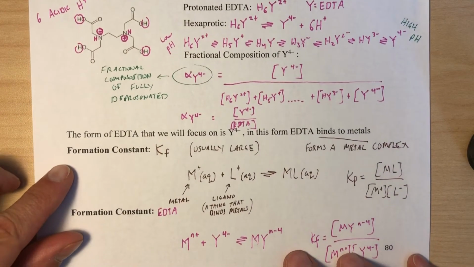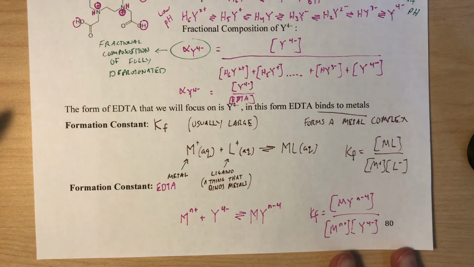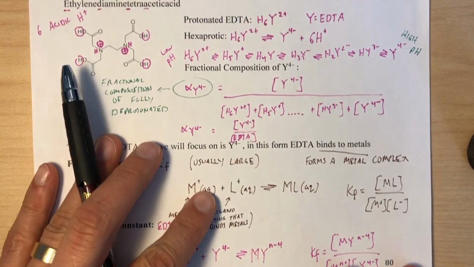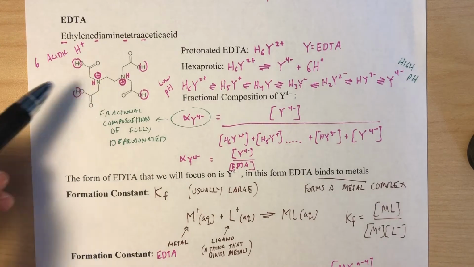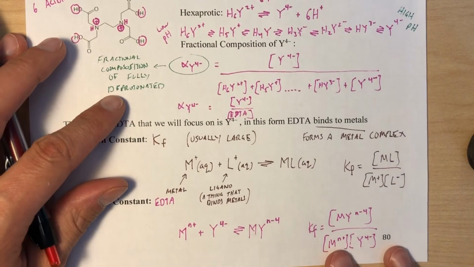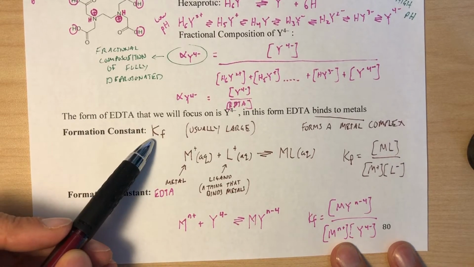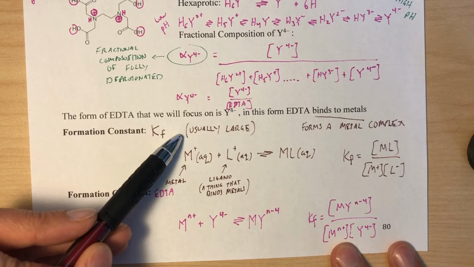The form of the EDTA that we will focus on is Y4-, because this is the form that binds to metals. Once all of these have been deprotonated, the metal is wrapped around by the ligand. When the ligand, the EDTA, binds to the metal, this results in a new K value for us, called a formation constant, K sub F, and that's usually very, very large.